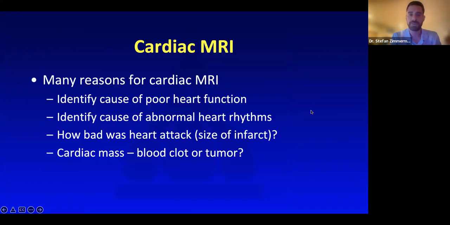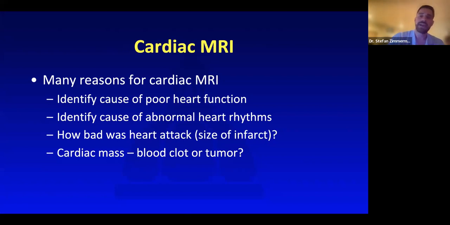So there are a whole bunch of different reasons for cardiac MRI. The most frequent one is to look for a cause of poor heart function or heart failure. So it can tell us, are there certain diseases present that might be accounting for this heart failure? Also, if you have abnormal heart rhythms, a lot of times you do a cardiac MRI to see if we can figure out why you've got an abnormal heart rhythm. So say somebody has palpitations or something like that.